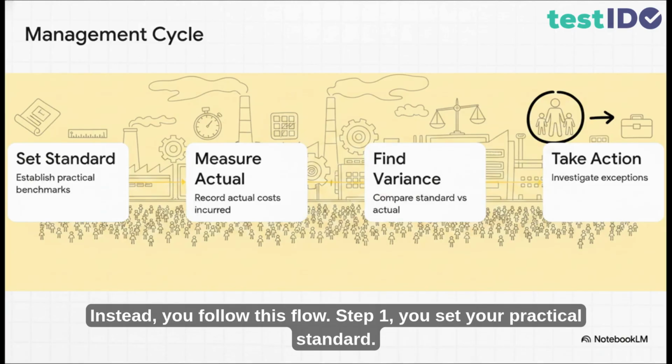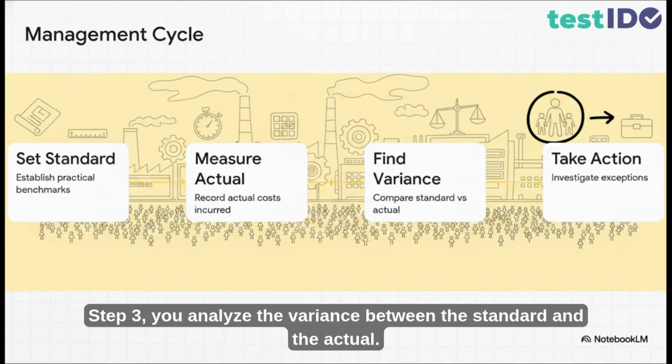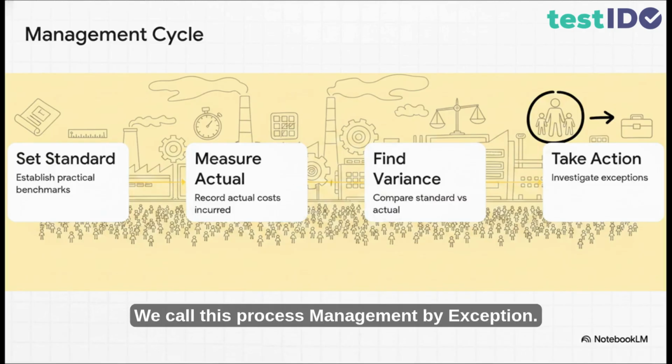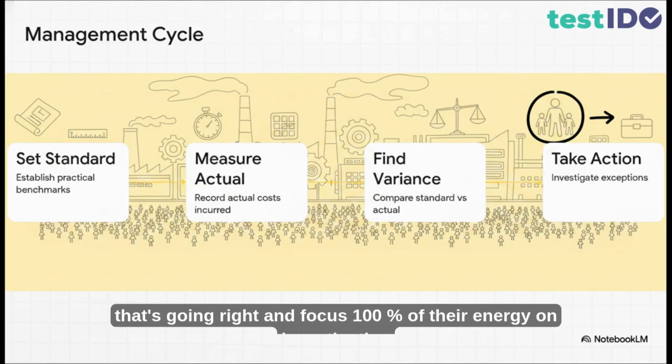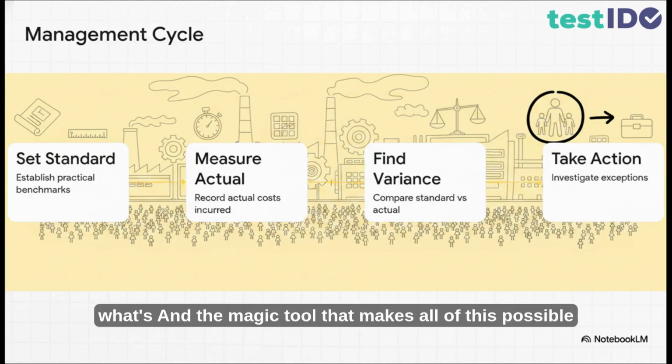Step 1, you set your practical standard. Step 2, you measure the actual results at the end of the day or week. Step 3, you analyze the variance between the standard and the actual. And Step 4, you take action. We call this process management by exception. It's an absolute game changer for saving time because it allows managers to completely ignore everything that's going right and focus 100% of their energy on investigating and fixing the specific exceptions, the things that went wrong.